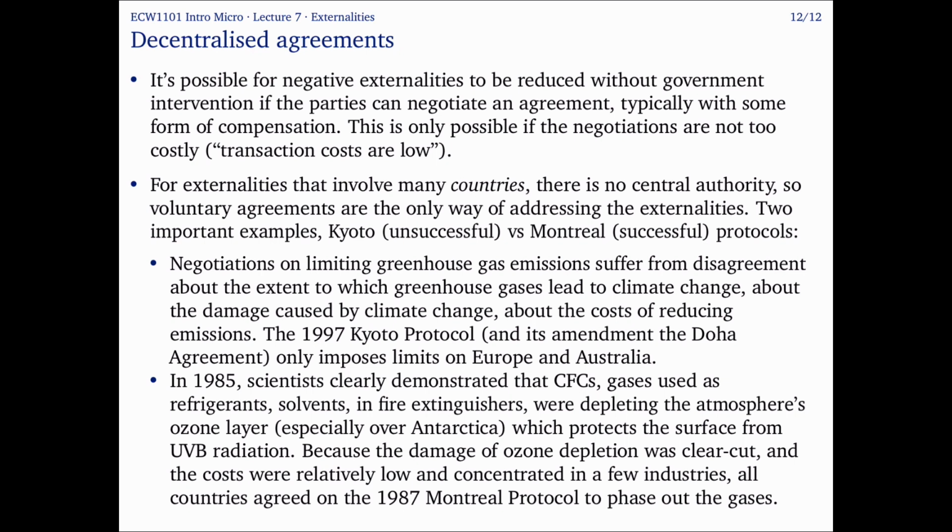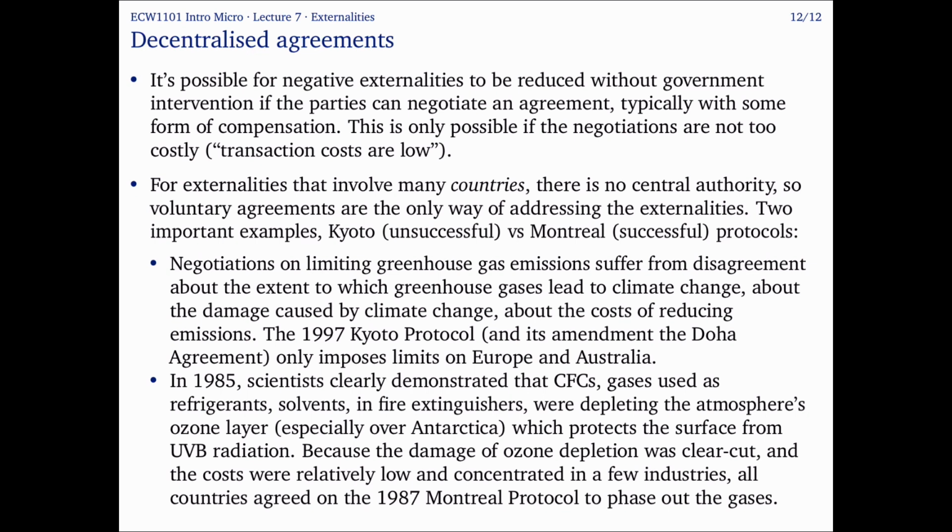Kyoto, greenhouse gas emissions, not so successful because the opposite in every one of these dimensions occurred. The damage is not clear-cut. There are many people who think that climate change is not a big deal. Oh, well, maybe we'll get a bit warmer in Russia. What's so wrong with that? In Siberia. The costs imposed are on lots and lots of industries, not just a few. And the costs are high of switching to less CO2 emitting processes.